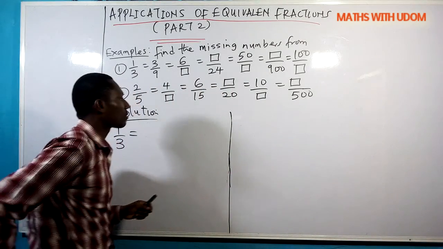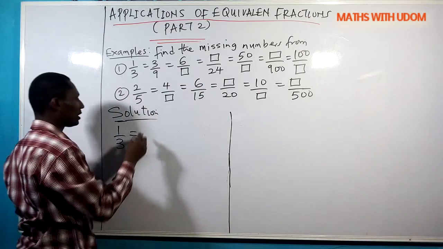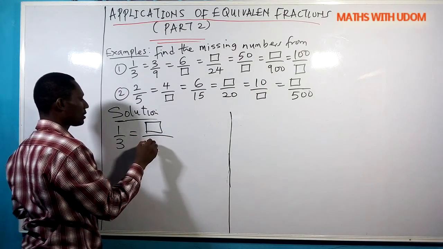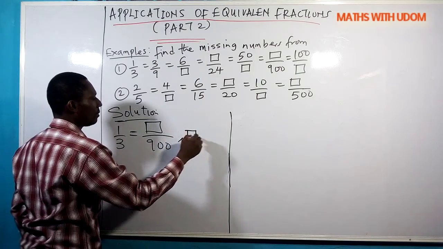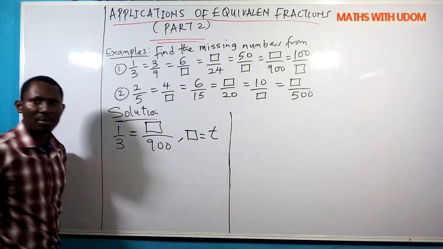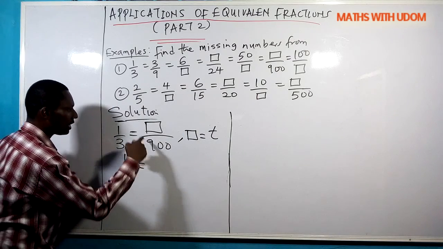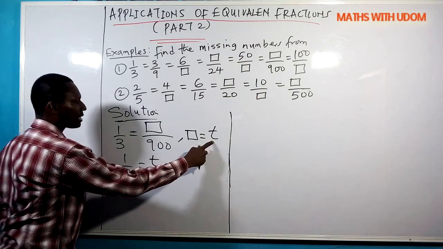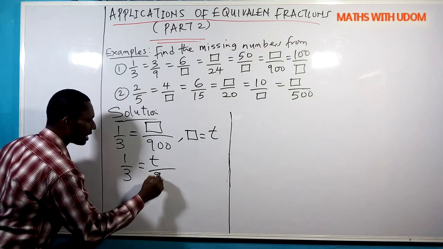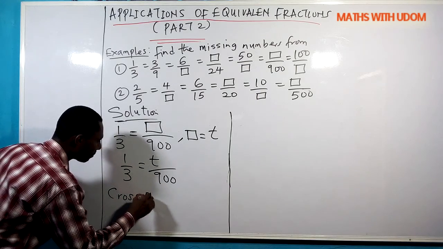What do we have in the next one? We have 1 over 3, equate it with box over 900. So let this box be represented by the alphabet T. So if you do that, we have 1 over 3 equals to, anywhere I see my box, I put this T right there, because box represents T, divided by 900. Then I will cross multiply.